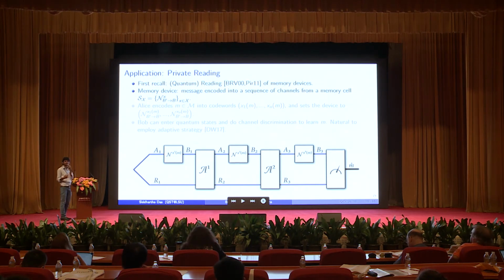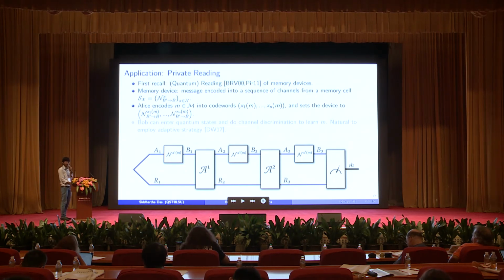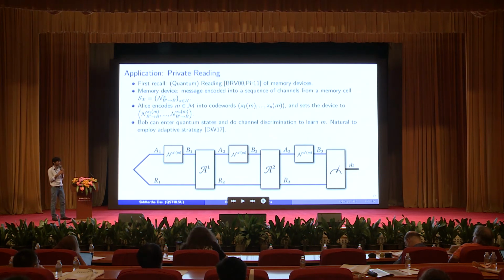Here the message is encoded in terms of quantum channels chosen from a set. We encode message M into codewords from X1 to XM, and then set the device accordingly using these channels. So for each classical bit, you have a channel. And then Bob can input quantum states and perform a channel discrimination kind of task to learn what the message is. This is how you can understand how we read a CD or any memory device in a computer. Now, since N is noisy, there may be loss that goes to an eavesdropper.